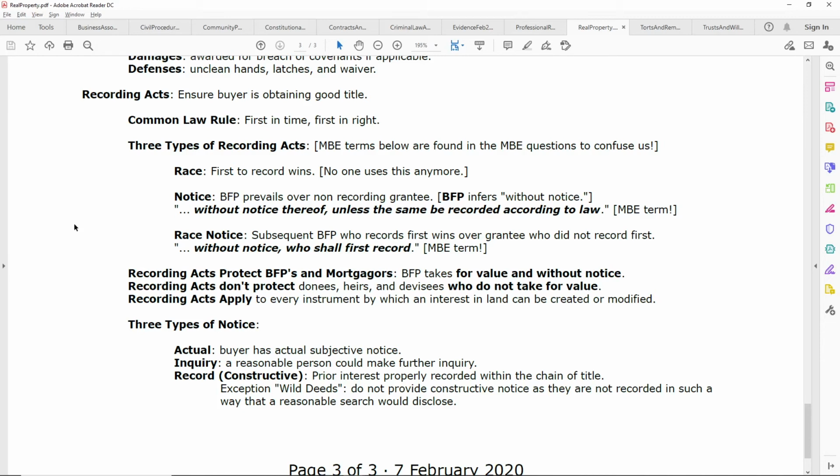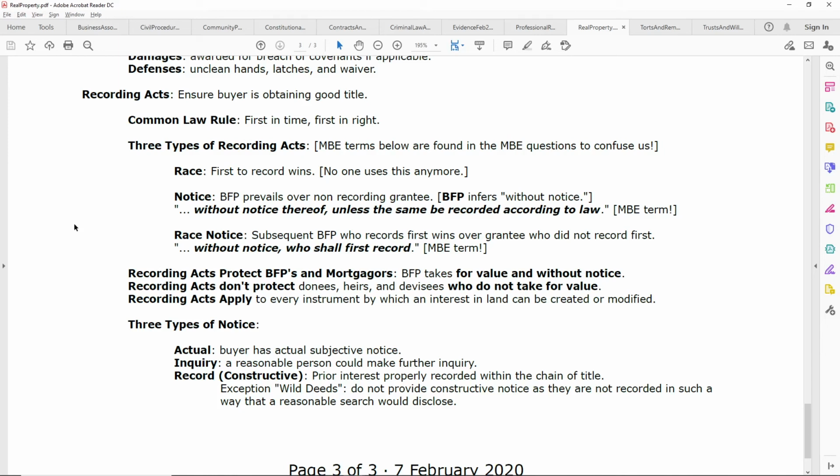Race: first to record wins. No one uses this anymore. Notice: a BFP prevails over a non-recording grantee. BFP implies without notice. Quote, "without notice thereof, unless the same be recorded according to law." That's an MBE term. Race-notice: a subsequent BFP who records first wins over a grantee who did not record first. Quote, "without notice, who shall record first."